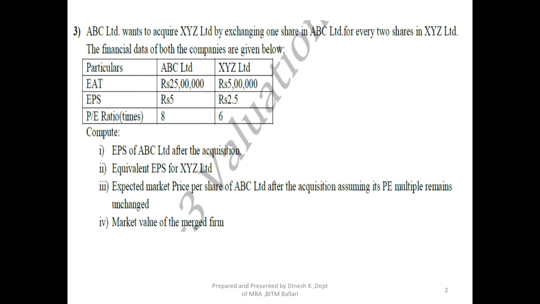The exchange ratio is: by exchanging one share of ABC for every two shares of the target company, it would like to give one share. Give two shares, in return take one share. That is nothing but for every one share, 0.5 share of an acquiring firm. For every two shares, it is one share. For every one share of a target company, it is nothing but 0.5 shares of an acquiring firm. So the exchange ratio is already given to you here.